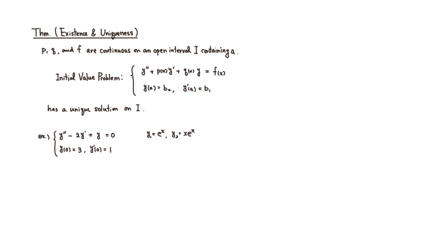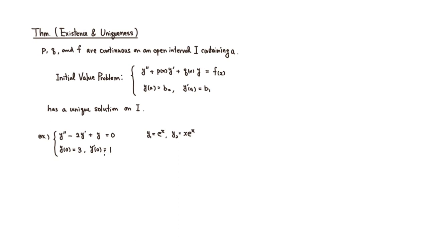Let's say you have this differential equation, y double prime minus 2y prime plus y equals 0. This is a homogeneous equation. So p of x is -2, which is a constant function, so it's continuous, and q of x is in this case 1 and continuous, and f of x is 0, so they're all continuous because they are constant functions. Then the initial value conditions are y of 0 equals 3 and y prime of 0 equals 1.